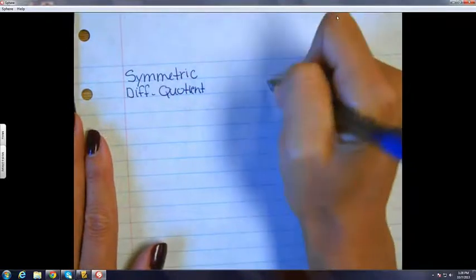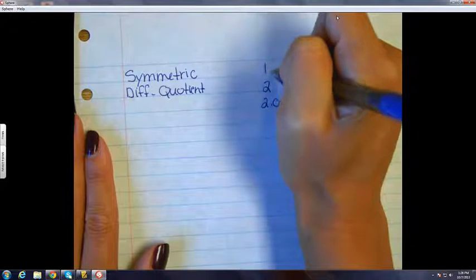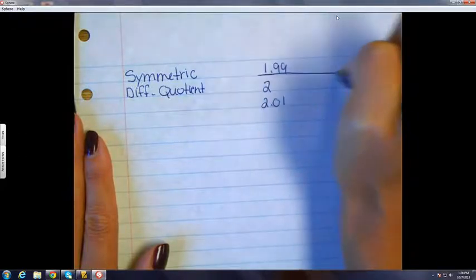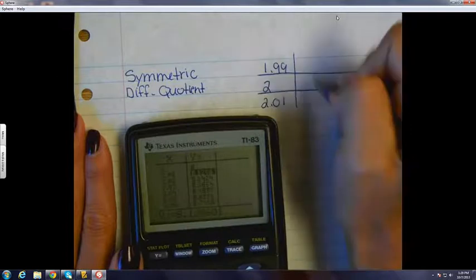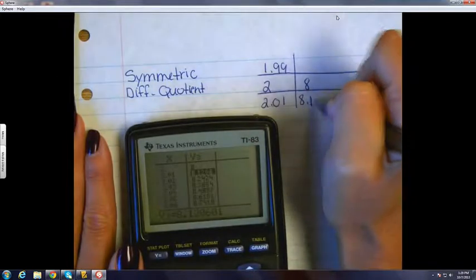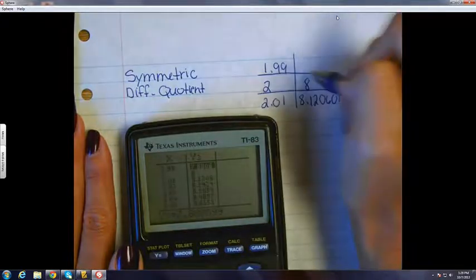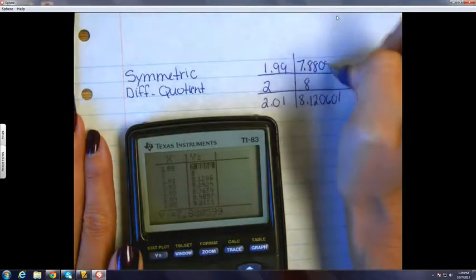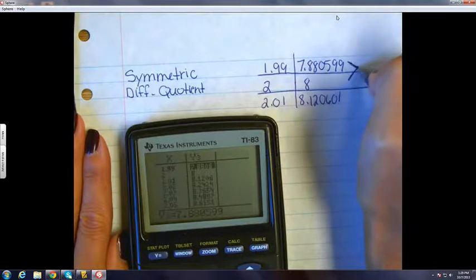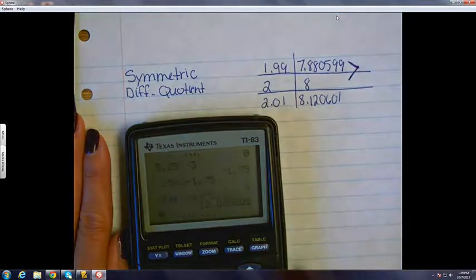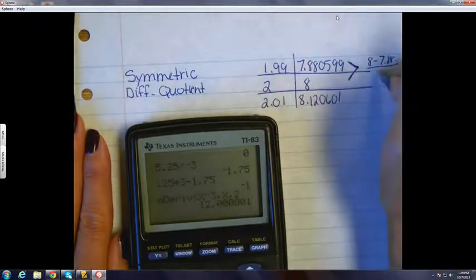So that's where we put the 2 in the middle. We use the 2.01, and then we use the 1.99. Let's run through that real quick, review that. So we know we've got the 8.120601 and we've got 7.880599. If you do the subtracting and the dividing here, so it's the 8 minus the 7.88, all those numbers, over 0.01.